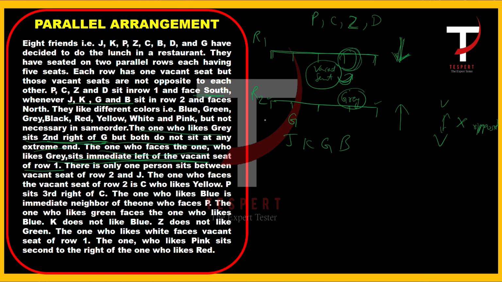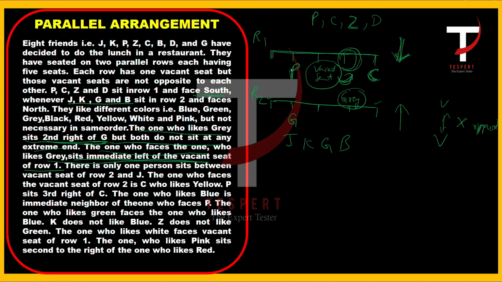It's also given that the one who faces the vacant seat of row 2 is C, who likes yellow, and P sits third right of C. If I place C here, then P sits third right of C. So C is here and P should sit third right. This is the first right of C, second right, and third right of C. So P should come here.